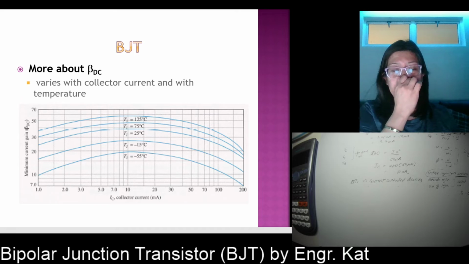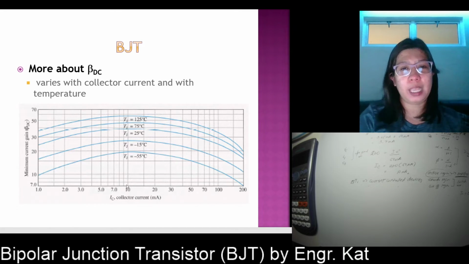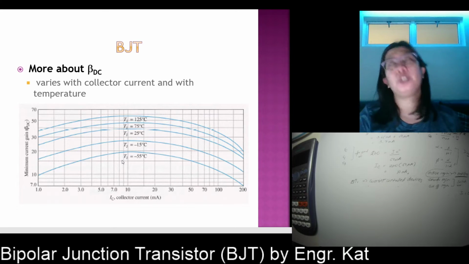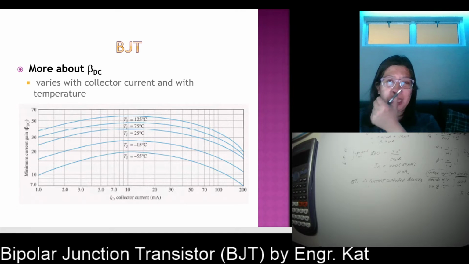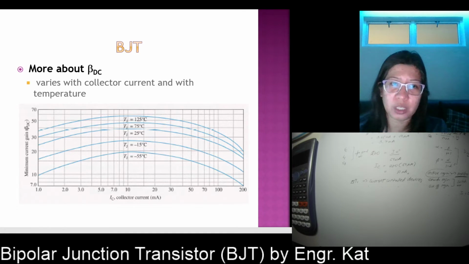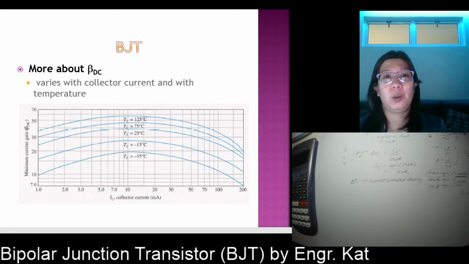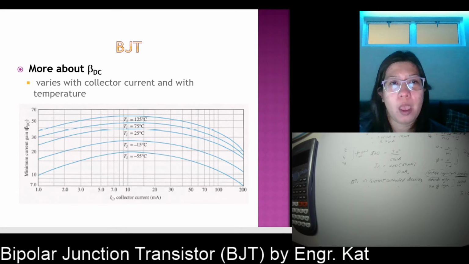So more about beta. Beta varies with collector current and with temperature. Usually we can see the value of beta specified in your transistor specification sheets, but it is not usually constant. Beta can be very dependent on the collector current and at the same time on the temperature.